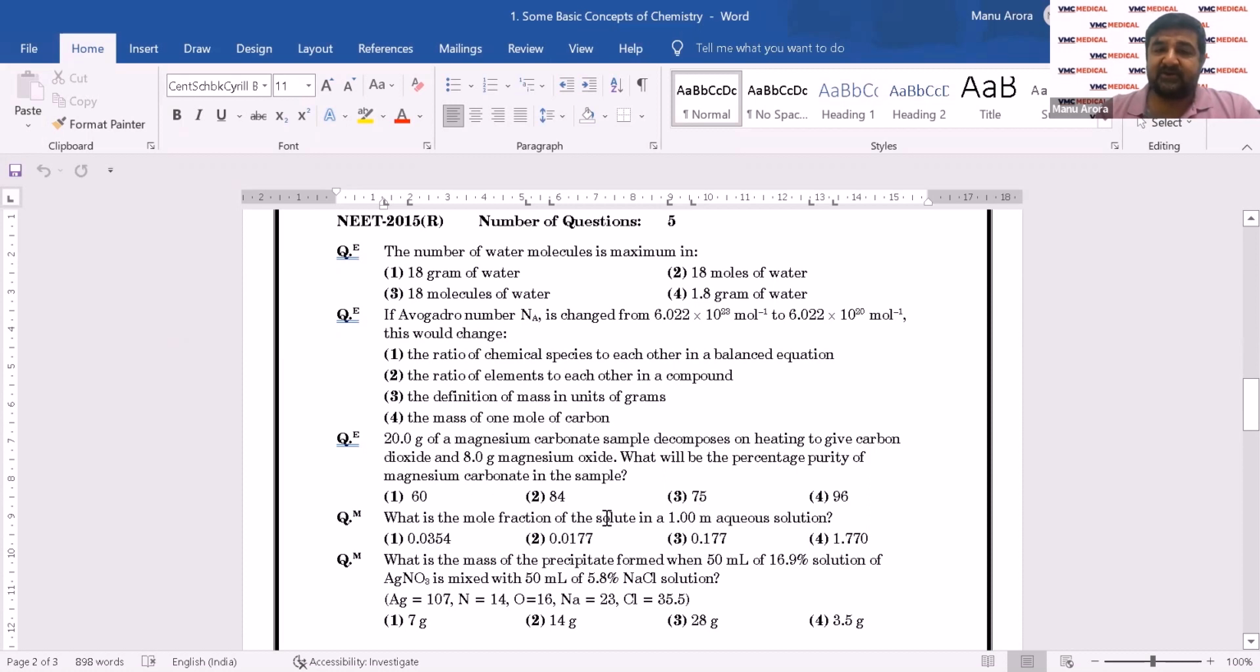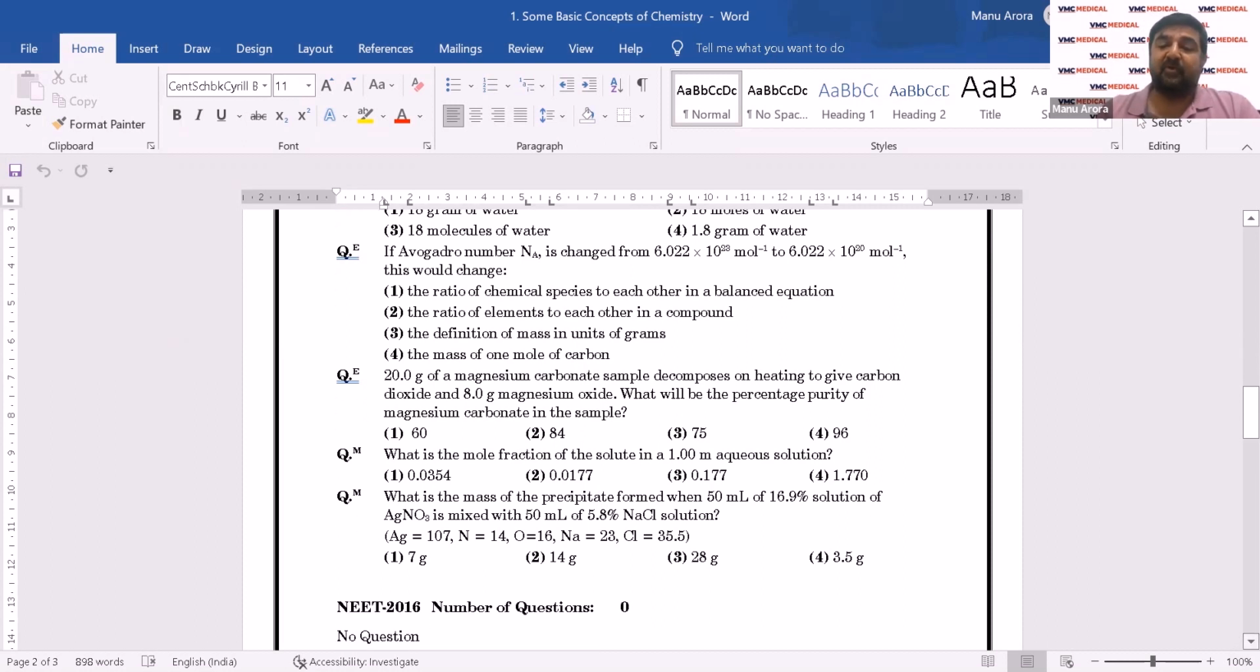This is one question on the 2015 repeat paper, which we see on concentration terms, and the same goes with this. This is concentration terms mixed with limiting reactant. So if you look at these 2 questions, I can see that most of the portions of these questions have come from the earlier part of mole concept and not the latter part.